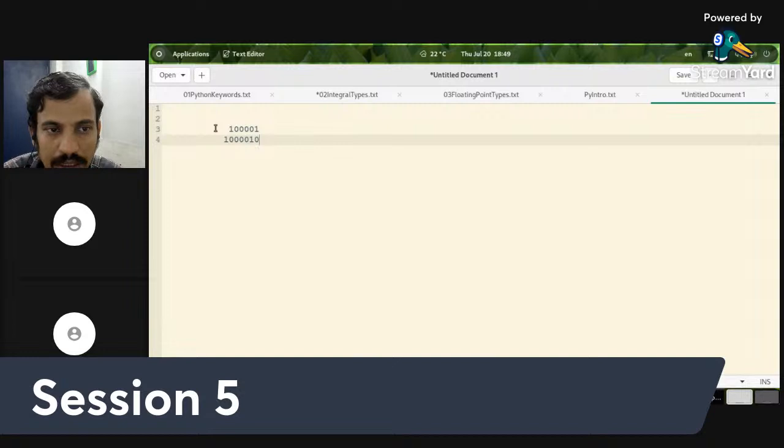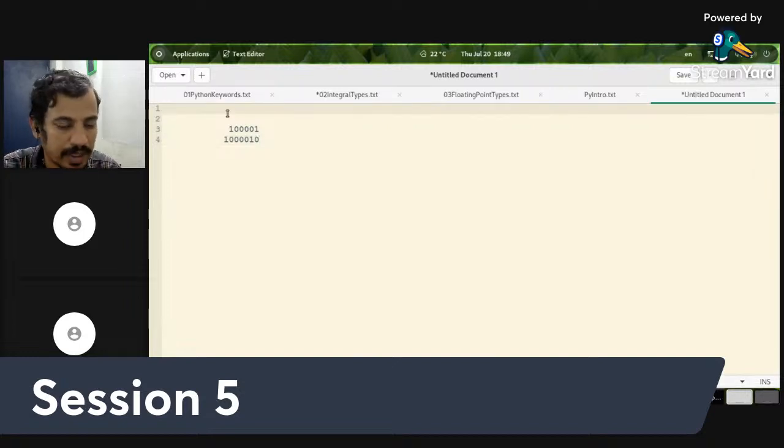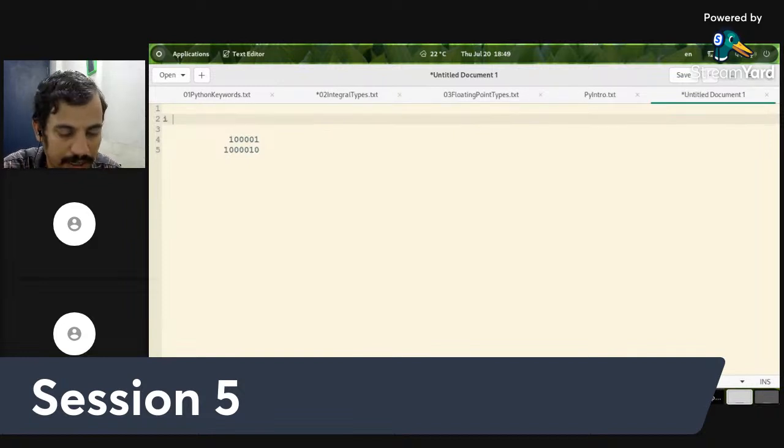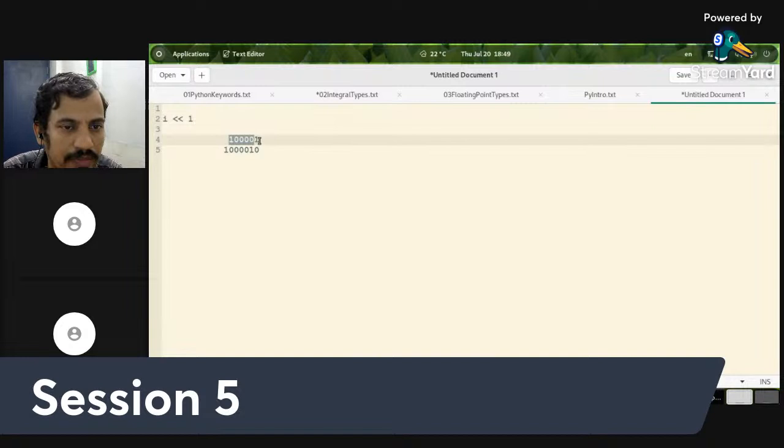Yes, sir. Can you repeat it again? So I'm doing a shift of I in which direction? Left direction. By how many positions? One position. So if this is the value in I, take every bit of I and shift it by one position.